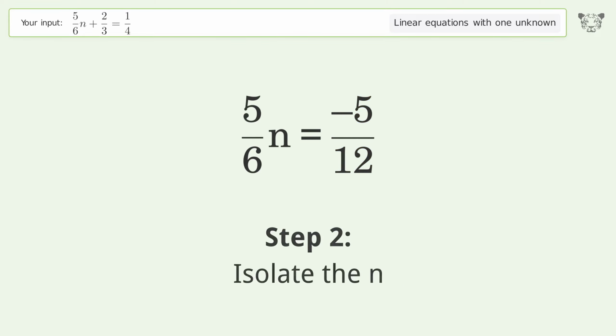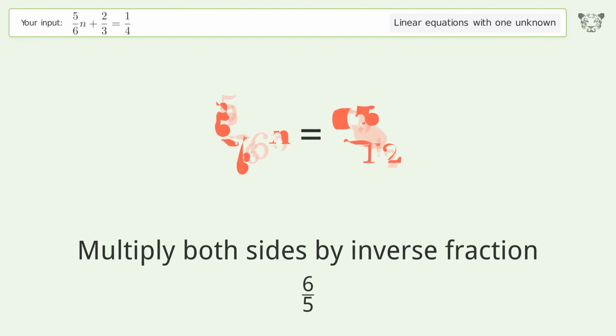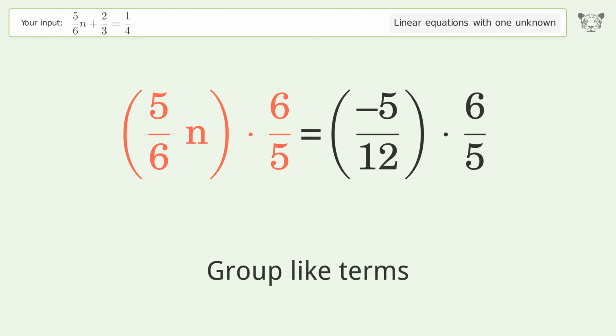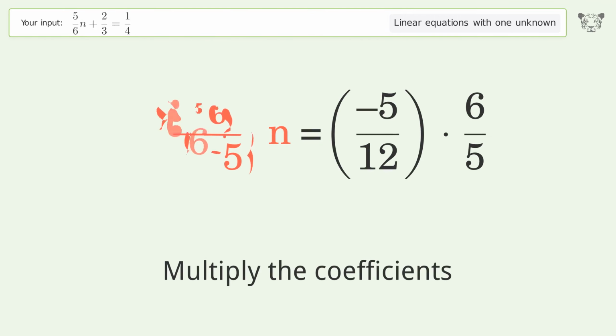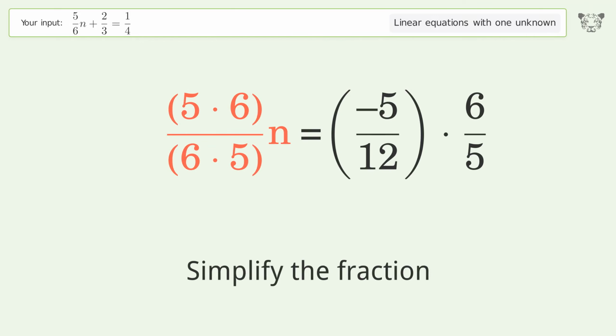Isolate the n. Multiply both sides by inverse fraction 6/5. Group like terms. Multiply the coefficients. Simplify the fraction.